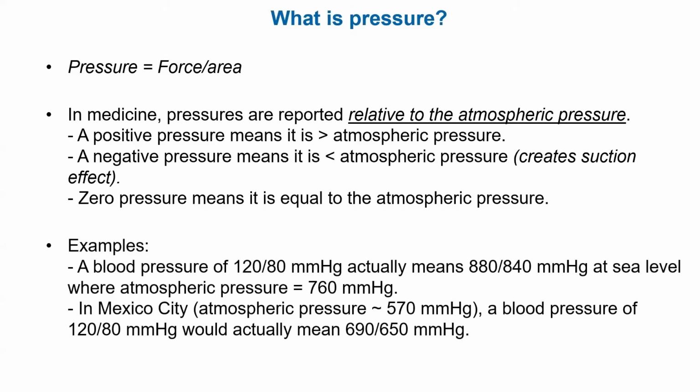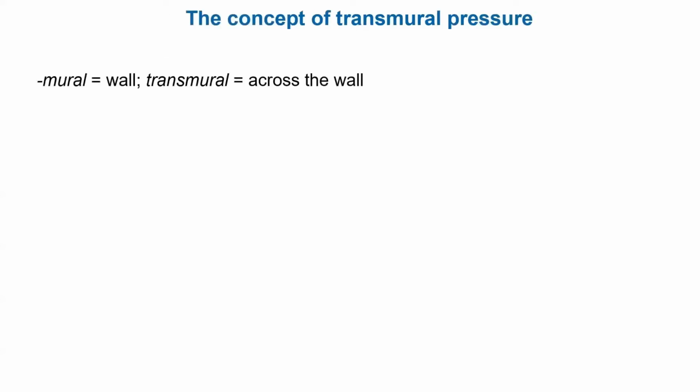For example, when we say we are at sea level, blood pressure is 120/80, what we actually mean in physical terms is that the pressure is 880/840. However, in Mexico City, the atmospheric pressure is 570, so the same blood pressure would be 690/650.